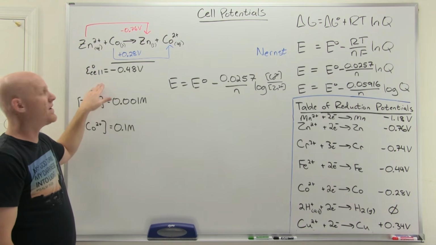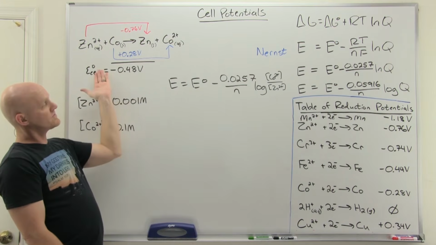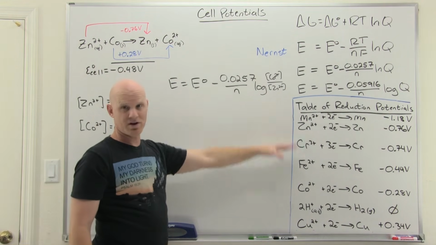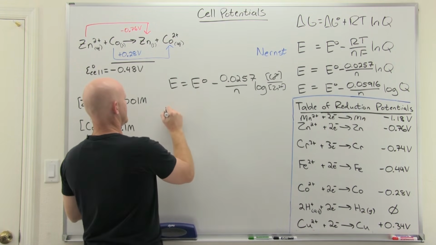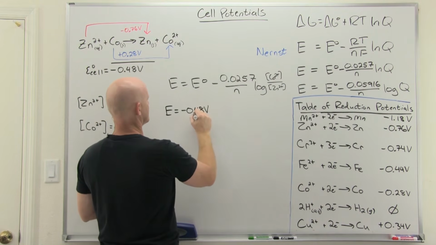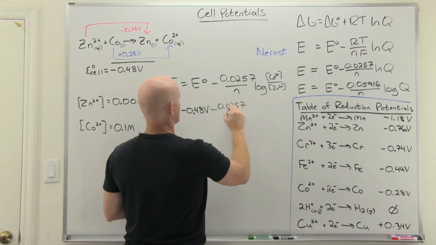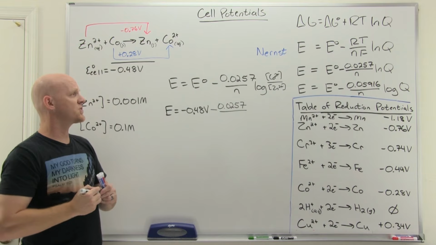What's convenient is we already figured out the standard cell potential that we need to plug in right there. Had we not already done this problem, that would be step 1: figure out that standard cell potential from a table of reduction potentials. But we've already completed that. And so in this case, we're just going to have E equals negative 0.48 volts minus 0.0257 all over n.